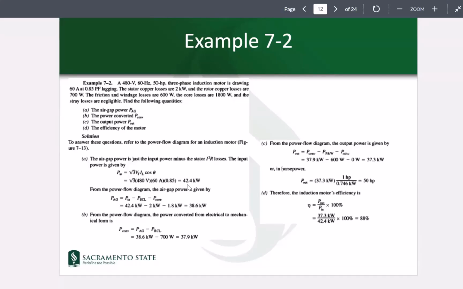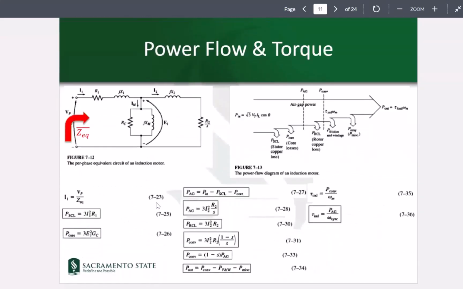Now, from the input power, you need to subtract the stator copper losses and core losses to find the air gap power, right? So go back here. The air gap power is the power here, which would be found after you have P in minus this loss minus this loss. That becomes air gap power.